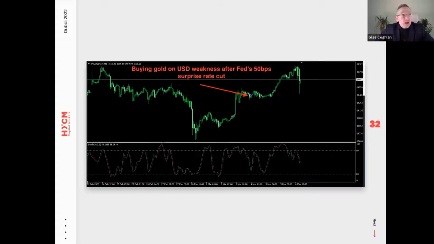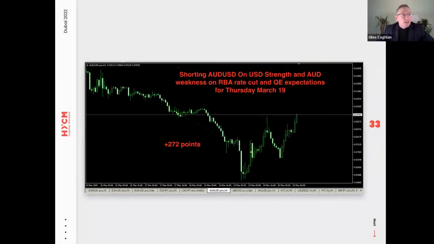Here's one with the Federal Reserve during COVID. They surprised markets with a 50 basis points interest rate cut, and I traded gold higher on the dollar weakness, and you can just see there, gold moved up from about 1620 up to about 1700, and I just took profit on that trade after a couple of days.